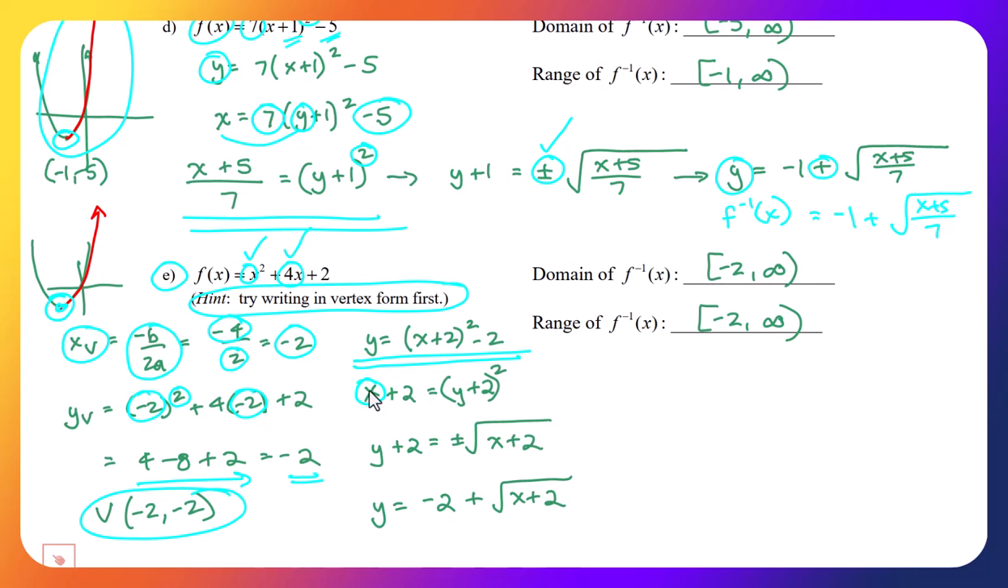We switch x and y. To get this y by itself, I root both sides. And then because we're talking about the positive end, my plus or minus just becomes addition. Okay? And so again, if I'm looking for the domain of the inverse, can't I take the original graph and take the range, which is from -2 to infinity?